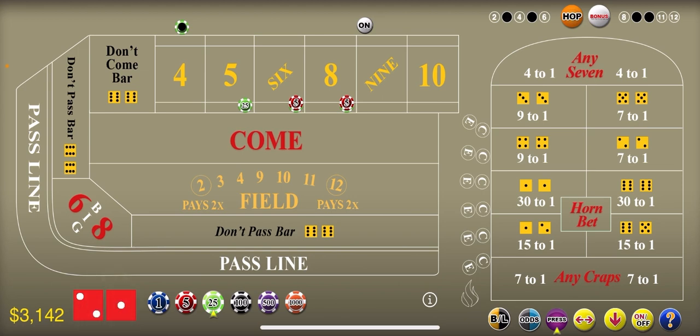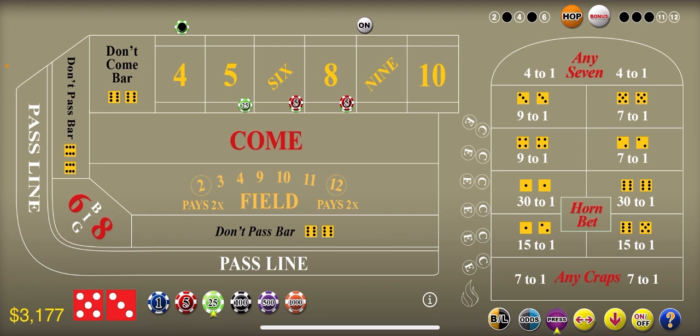A 3 is a push. A 10 is a miss now because we pulled down. 3 is a push. An 8. Okay, so now we have $170 profit.